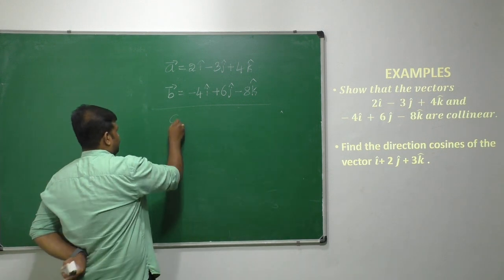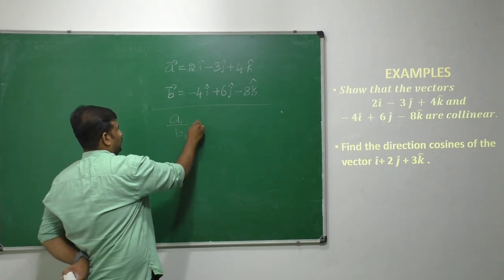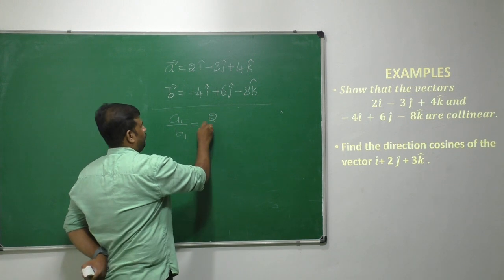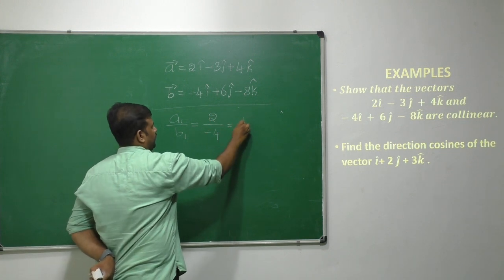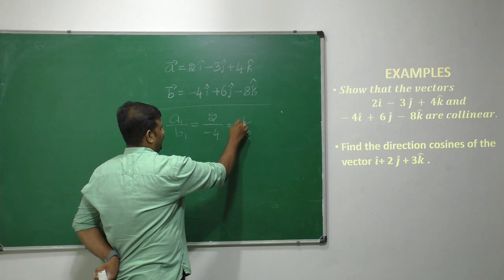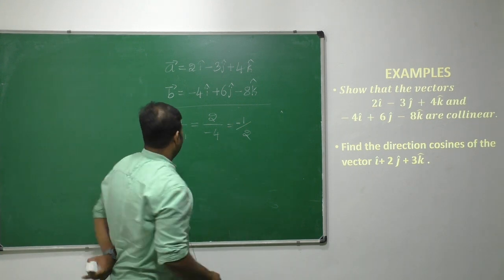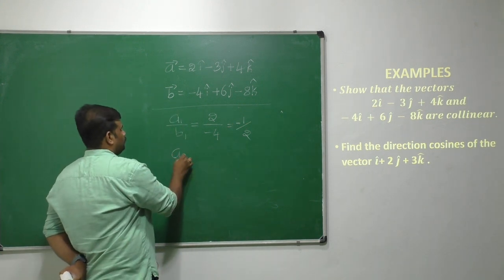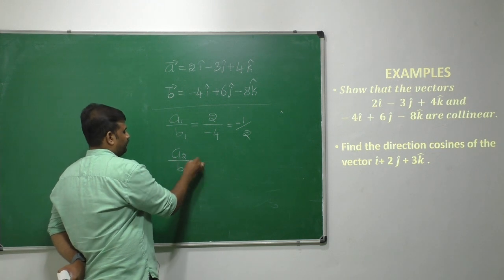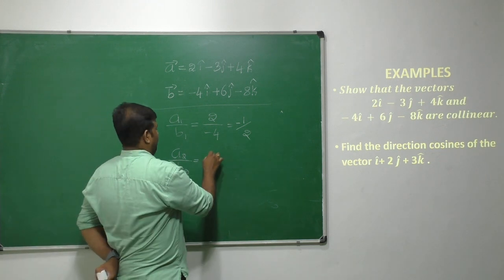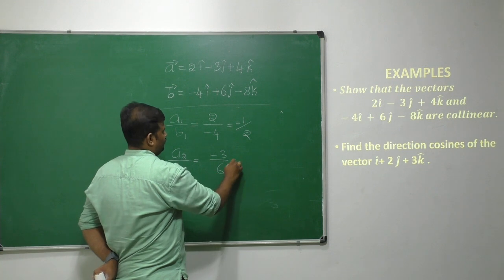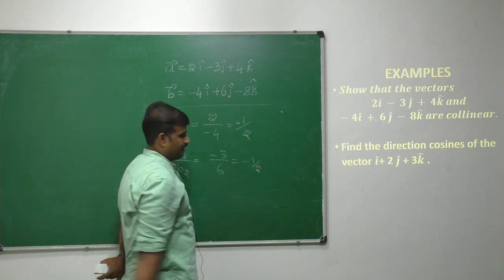The first one is A1 by B1. So A1 is 2 by minus 4. In simplest form, this is minus 1 by 2. Next, A2 by B2. This is equal to minus 3 by 6. This is also minus 1 by 2.